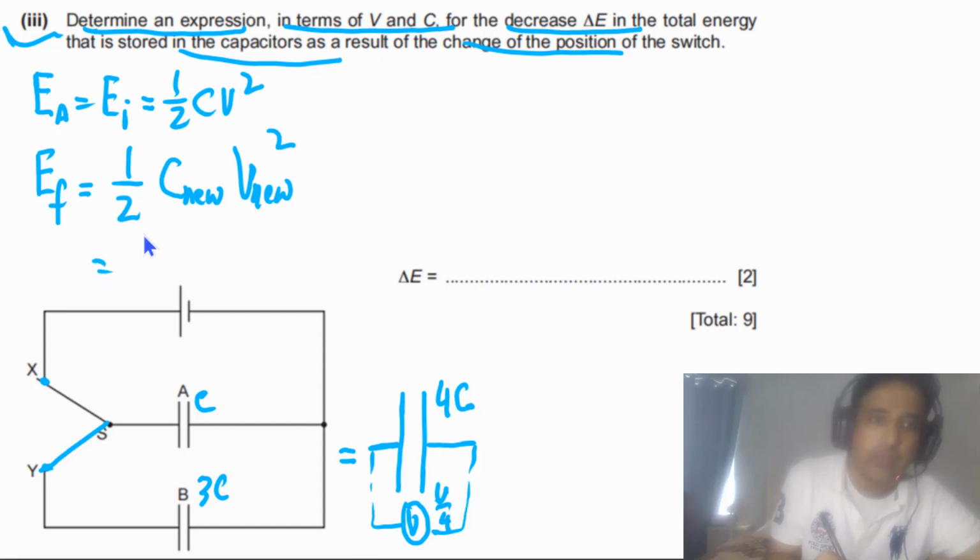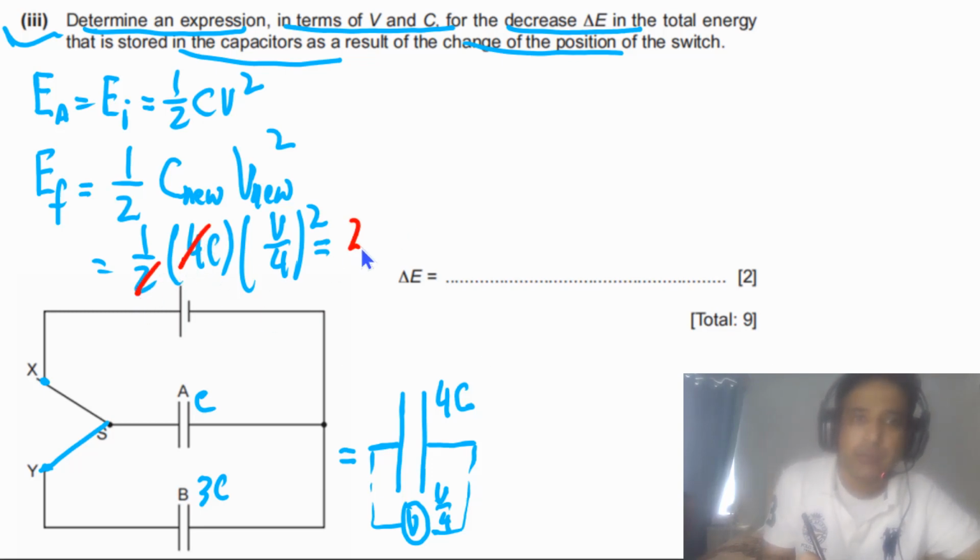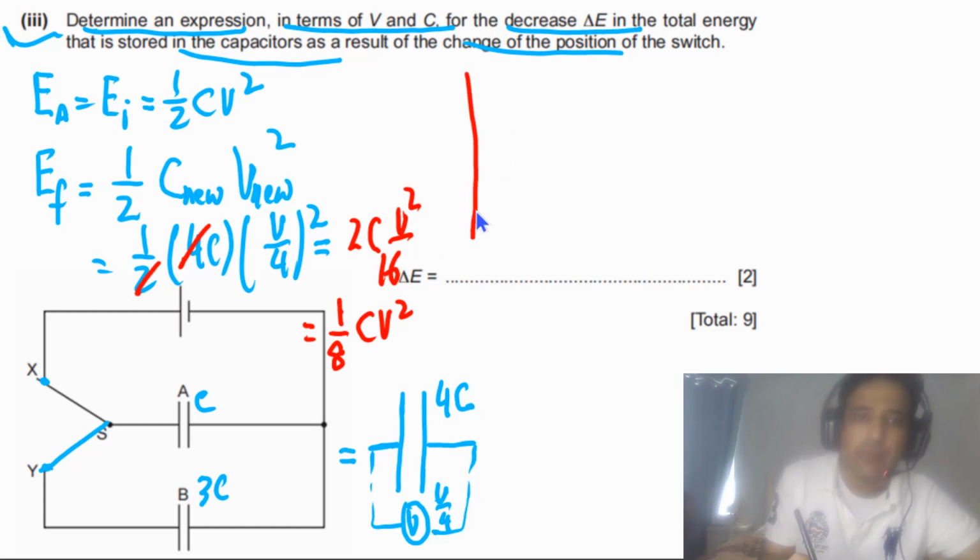So simply we can write here, this is 1/2, we have 4C, and V new, this is equal to V by 4 square. If we simplify this one, you can cancel this 4 with this 2, so we will get 2C. We will get V square divided by 16. If we further simplify, we will get this is 1 by 8 CV square. So this is E final. We need to calculate delta E.